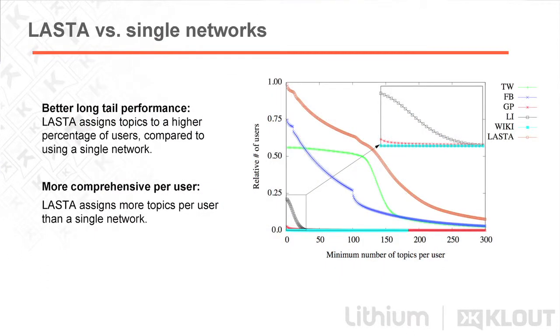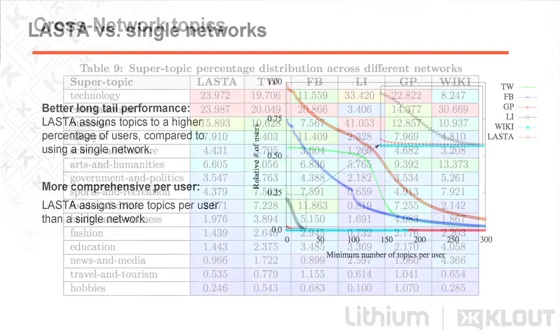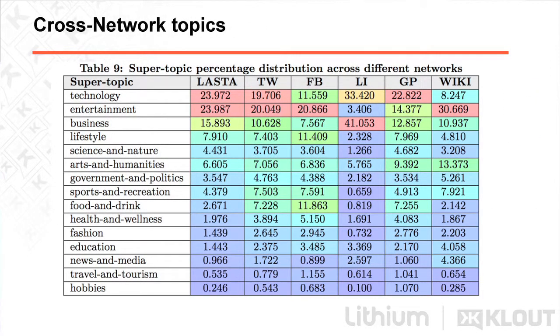So at the end, by combining different social networks and different data, we were able to build a pretty comprehensive system. We are able to assign topics to more users than you would be able to assign to any individual network. And for a given user, we were able to assign more topics just because we combine more data sources for him.